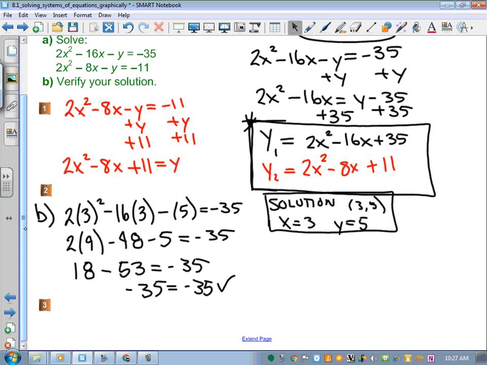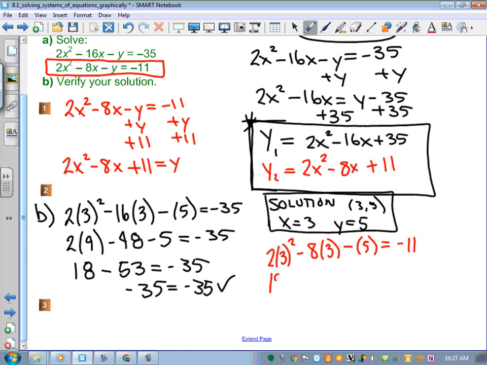To do that, we're just going to substitute the same values of x and y into the second equation in our system. So we are going to check if 2 times 3 squared minus 8 times 3 minus 5 is negative 11. So this is 18 again, minus 24 minus 5 is negative 11. 18 minus 24 is negative 6. Negative 6 minus 5 is negative 11. And again, that is verified. So because this coordinate, (3, 5), is on both of those curves, it's the solution to the system.